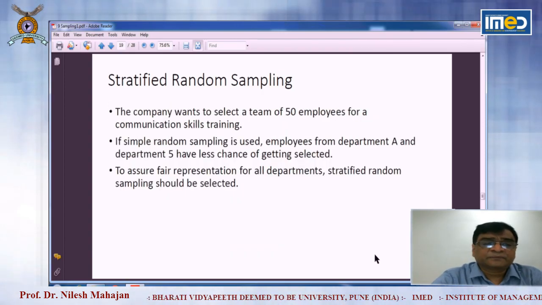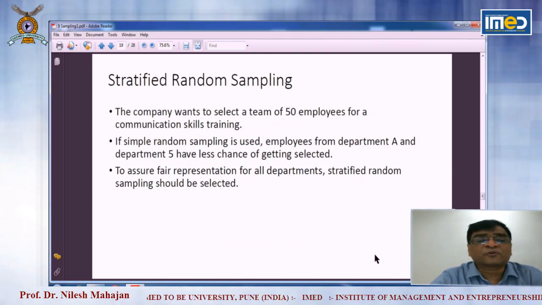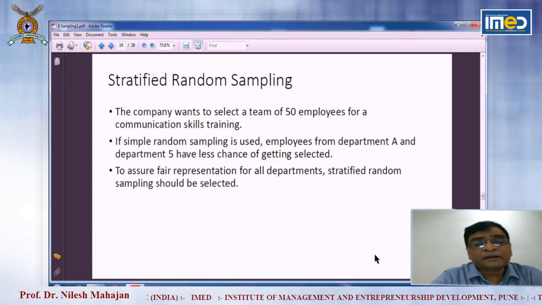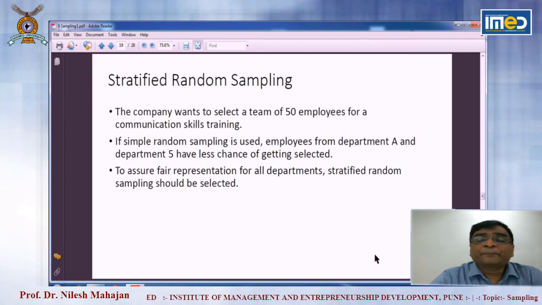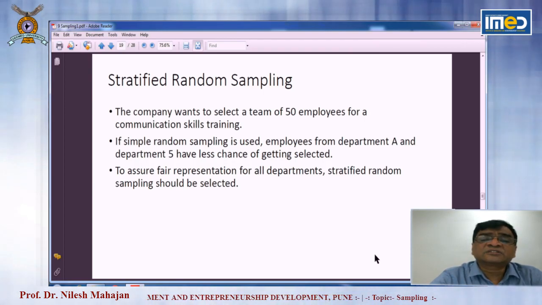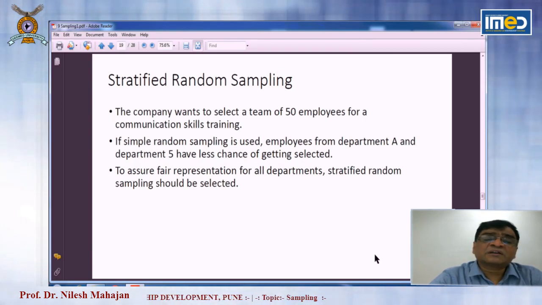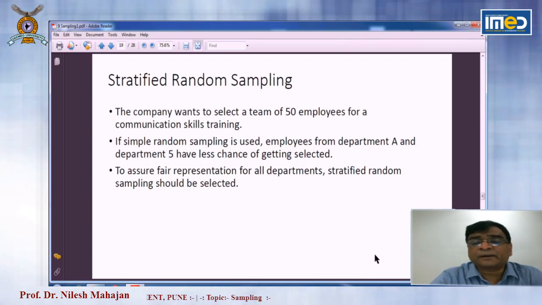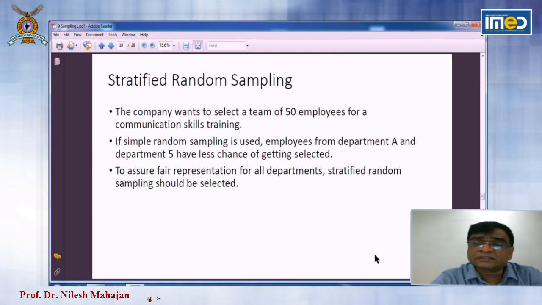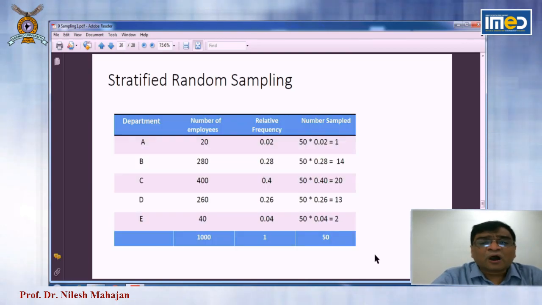Now, in this method, the company wants to select a team of 50 employees for communication skill training. If simple random sampling is used, employees from department A and department E have less chance of getting selected. So, to ensure fair representation for all departments, stratified random sampling should be selected, right? So, in this method, how do we select?